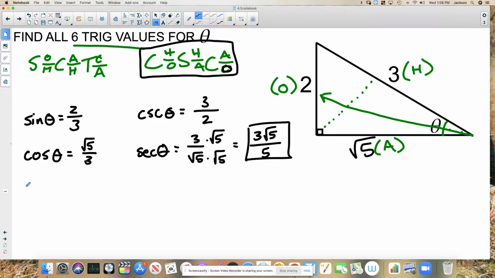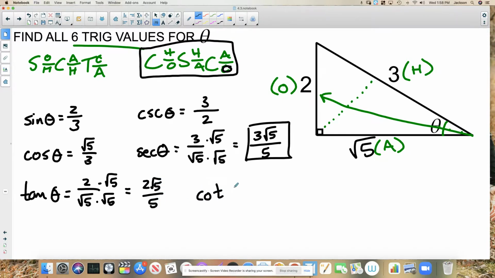Last but not least, we have tangent. Tangent is the opposite side over the adjacent side. So in this case, the tangent would be 2 over radical 5, which if we rationalize, we would end up with this. So we have 2 radical 5 over 5. And we know that cotangent is the reciprocal of tangent. And yes, we did end up with this as our final tangent ratio.